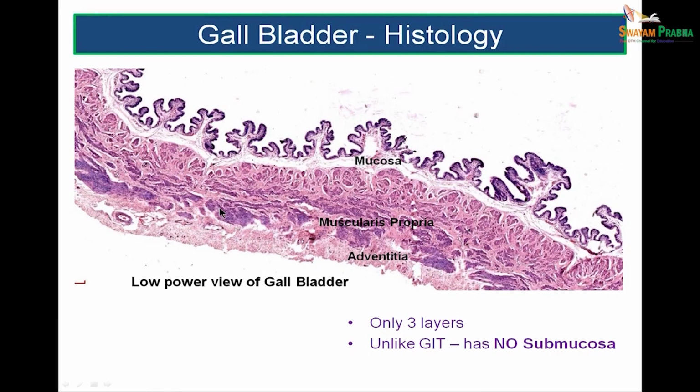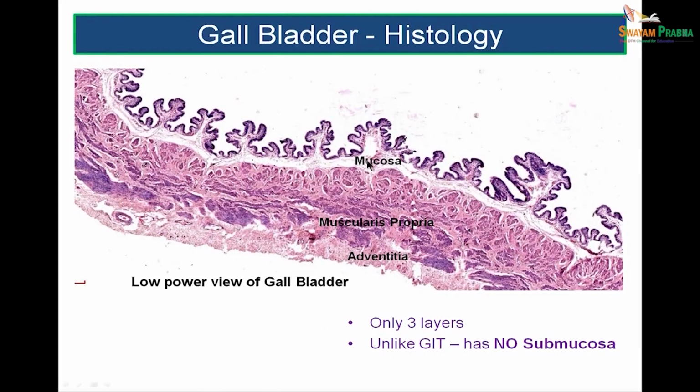Let's look at the histological slide of the gallbladder. In a low power view, this is what you see. Now, classically, when we describe the gastrointestinal tract, we always talk about 4 layers. Which are those 4 layers? Mucosa, submucosa, muscularis and adventitia. But remember that when we talk about gallbladder histology, we have only 3 layers: mucosa, the muscularis and the adventitia. So, in the gallbladder, there is no submucosa. It is just 3 histologically different layers.